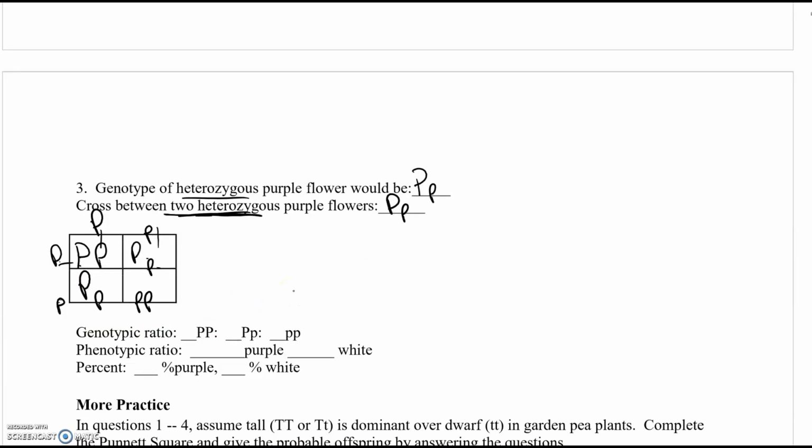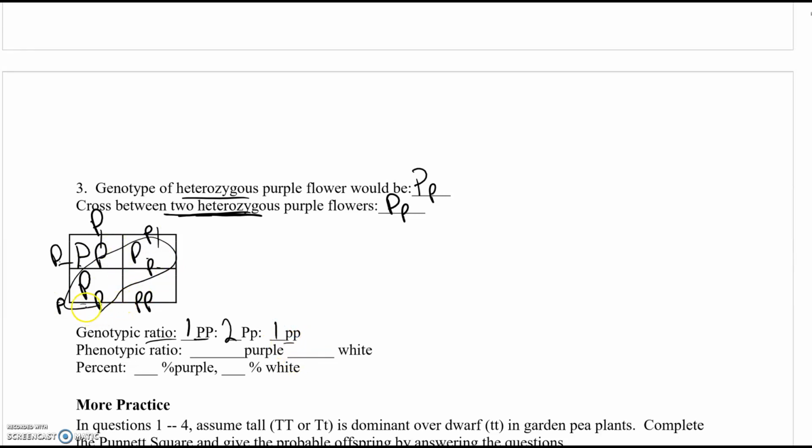So genotypic ratio, now we have three possibilities. We have to write a ratio that's comparing three. I know in math you've never had a ratio of 3 before. Here we can have a ratio of 3. We have one big P, big P, two big P, little p's, and one little p, little p.